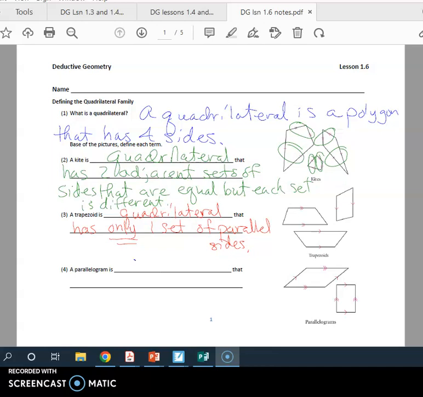A parallelogram is a quadrilateral that has 2 sets of parallel sides. So hopefully if you look at the definitions here, all of the trapezoids have only 1 set of parallel sides. The arrowheads are what we use for parallel. And for parallelograms, there are 2 sets of parallel sides.